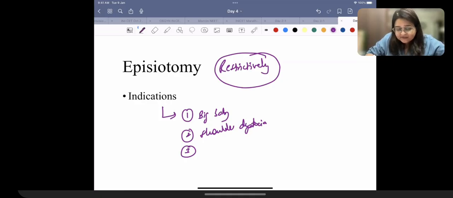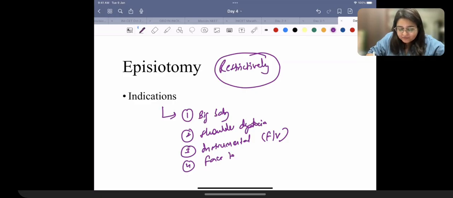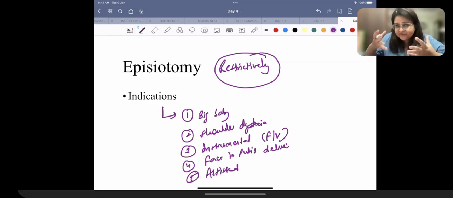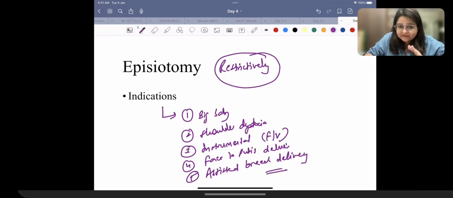Okay. Third is if you are using an instrumental delivery like forceps or vacuum. Fourth is if you are conducting a face to pubis delivery, you would prefer to give an episiotomy. Okay, so these are some indications. And the last is if you are conducting an assisted breech delivery. What happens is the head tends to get stuck, so giving an episiotomy gives more space. So in an assisted breech delivery, episiotomy definitely helps.